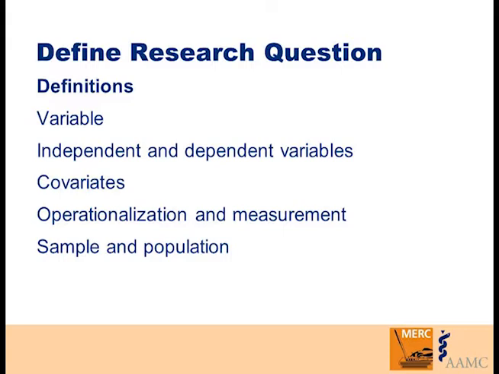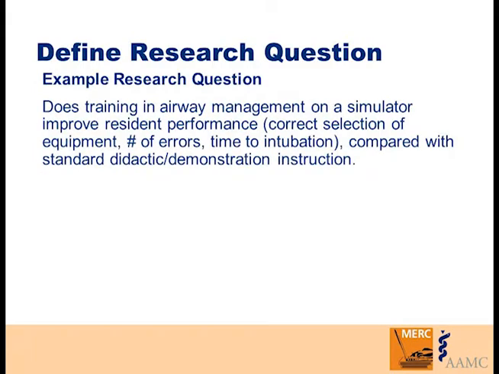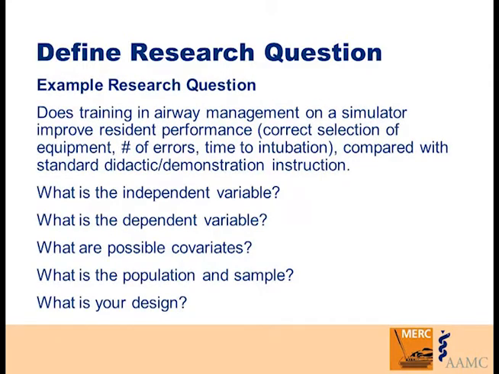So that was a lot of words for what is quite often straightforward. Let's put our knowledge to the test with 2 examples. Here's the research question. Does training in airway management on a simulator improve resident performance compared with standard didactic or demonstration instruction? Okay, so now let's consider these questions. What is the independent variable? What is the dependent variable? What are the possible covariates? What is the population and sample? And what is your design? I will give you about a minute to think about your answers to these, and then we can discuss.